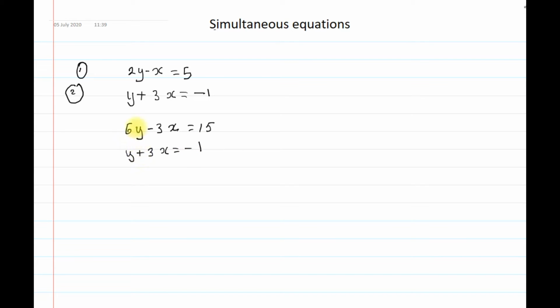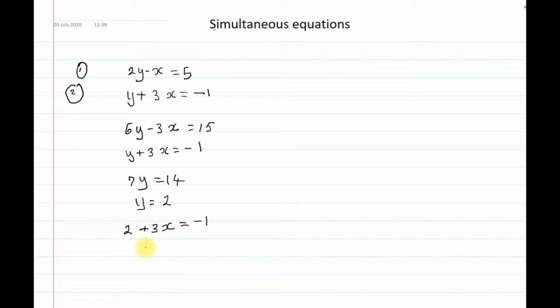Now, if I add these two equations, I'll have 6y plus 1y is 7y, minus 3x and 3x, they cancel, so I'll have no x's left, and this will be equal to 14. From here, y will be equal to 2. And if I substitute y into, say, equation number 2, I'll get 2 plus 3x is equal to 1.